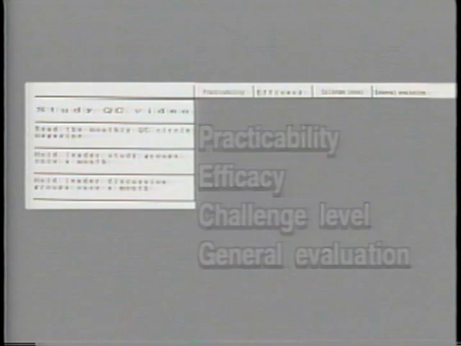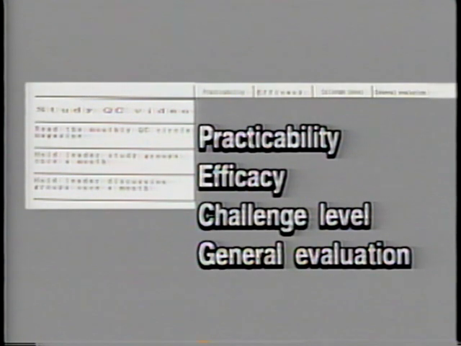Whether the matrix diagram is effective or not greatly depends on the evaluation categories on the horizontal axis. Careful discussion is required to decide exactly what should be included. In this case, we have 4 categories: practicability, efficacy, challenge level, and general evaluation.